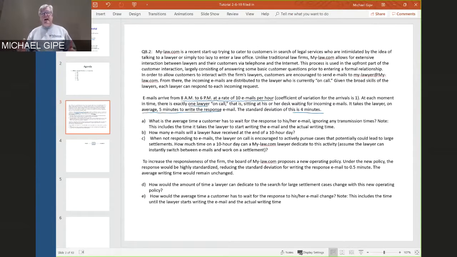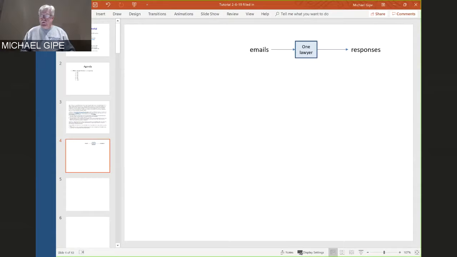So, a lot of stuff there. Very simple picture though. We've got one lawyer in a box. We have emails coming in. Essentially, there is a buffer here, the email inbox, and so these emails are going to sit in a queue here until the lawyer can get to it.